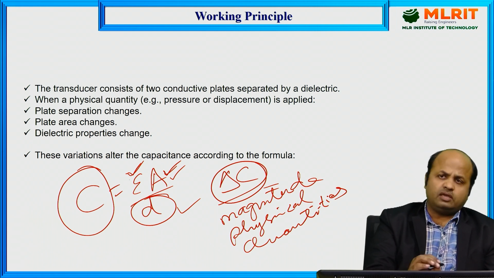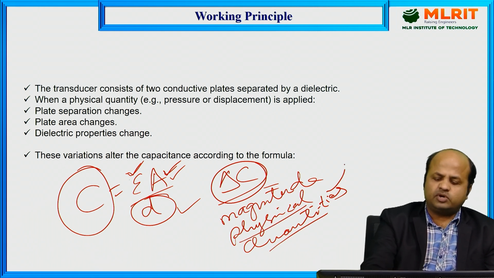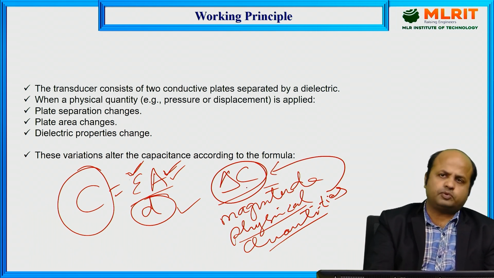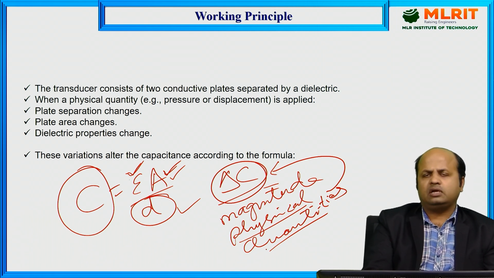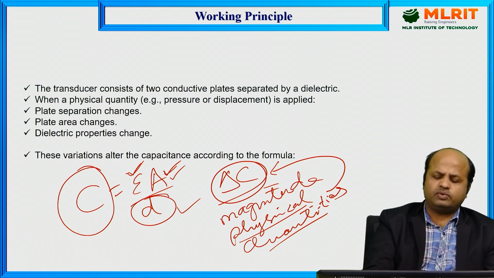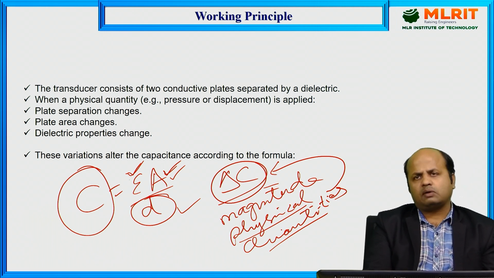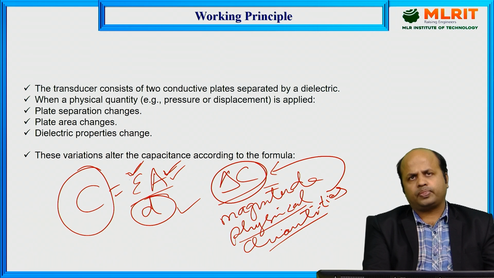So our aim is that whatever physical quantity we apply to the capacitive transducer, like displacement, temperature, pressure, humidity, there must be a proportional change in its capacitance. And whenever there is a proportional change in capacitance, we can easily calibrate this capacitance in terms of voltage and finally display it. So in this way we can detect physical quantities by using the capacitive transducer.